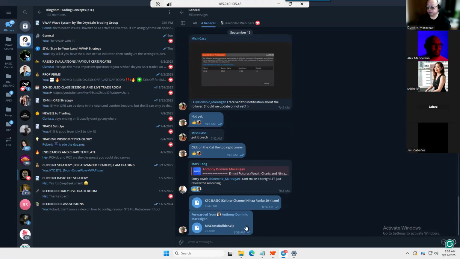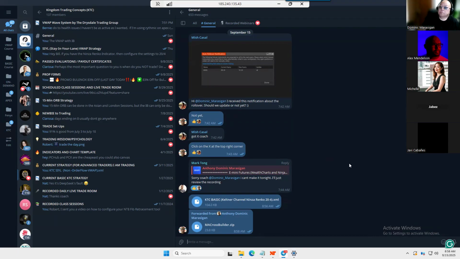And this is the indicator. So you remember how you install that? Go to Tools, Import NinjaScript, and just click on that. This one is moving it to the folder. Okay, clear.